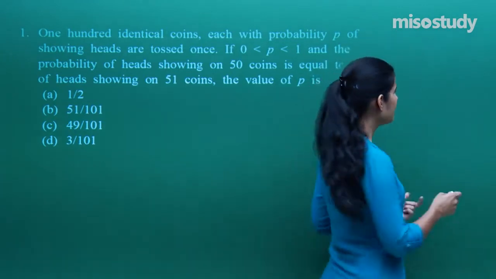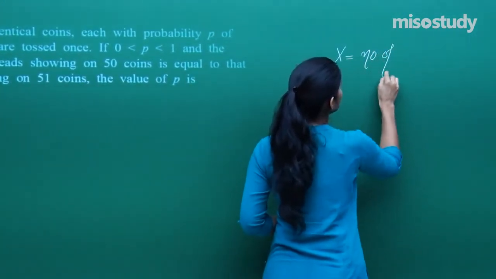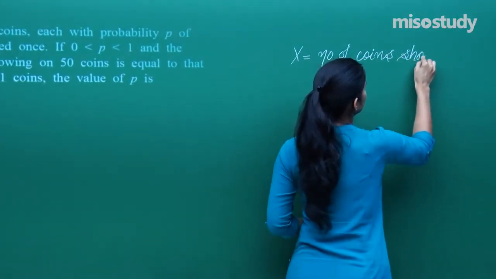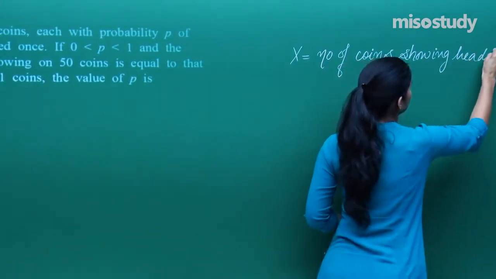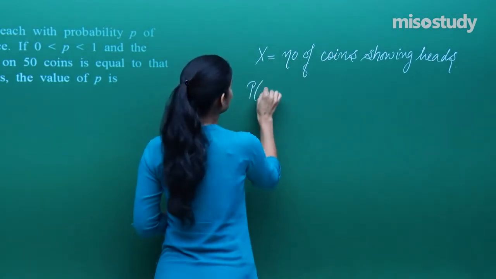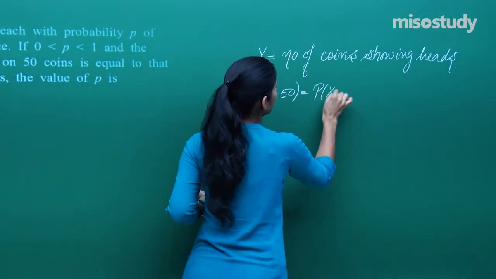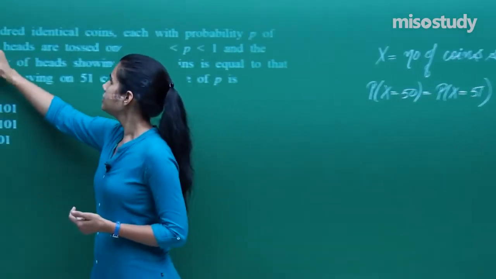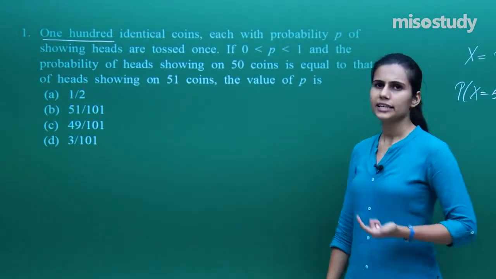So here, if I take x equals to the number of coins showing heads, because that's what is given in the question. If I take this to be the number of coins showing heads, then probability of x equals 50 is same as probability of x equals 51. And there are how many trials? I can say one coin is tossed 100 times or 100 identical coins are tossed.